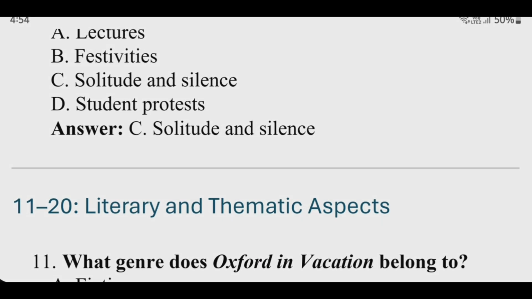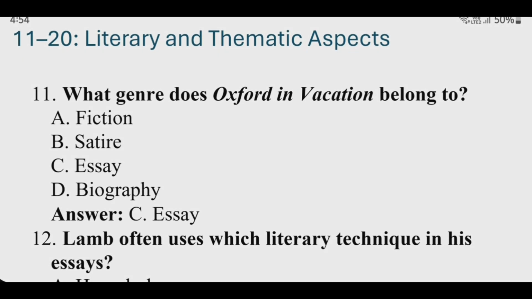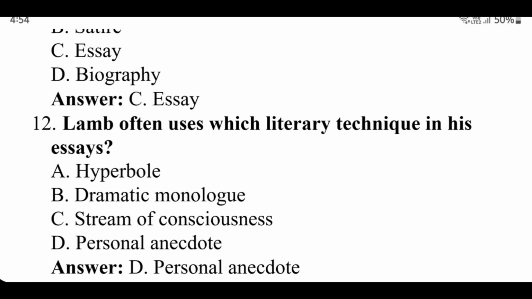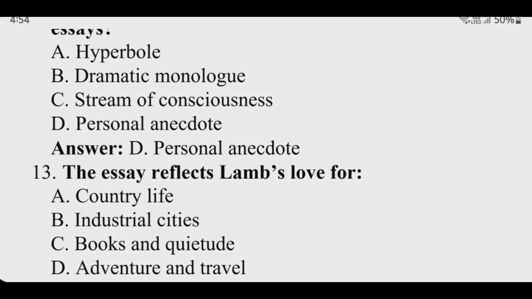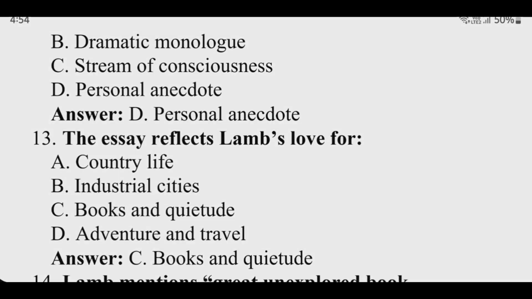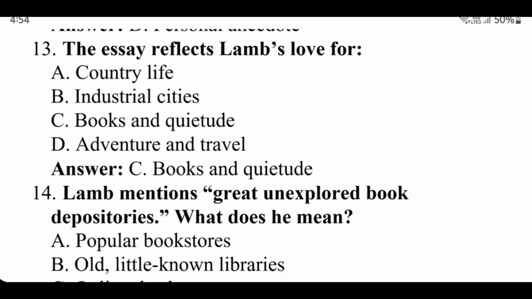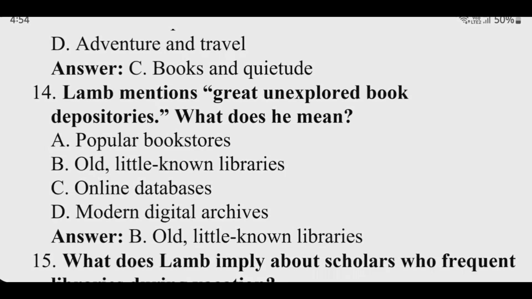What genre does Oxford in Vacation belong to? It is an essay. Lamb often uses which literary technique in his essay? His personal anecdote. The essay reflects Lamb's love for what? Books and quietude. Lamb mentions great unexplored book depositories. What does he mean? He means old, little-known libraries.